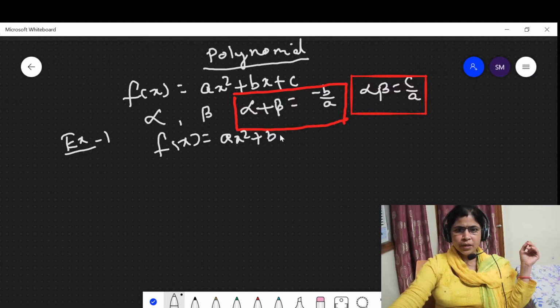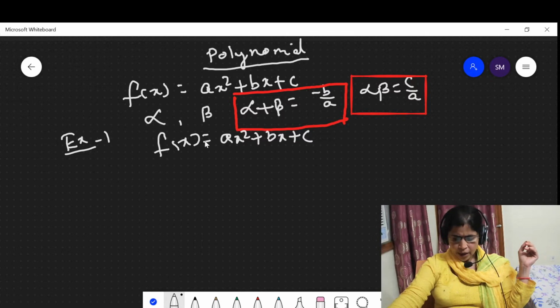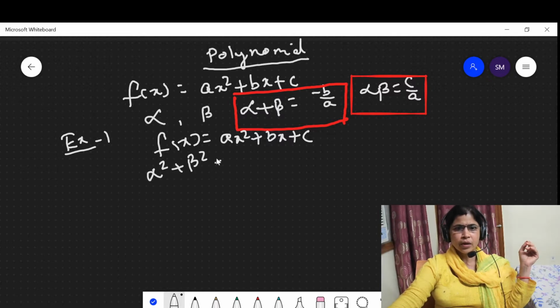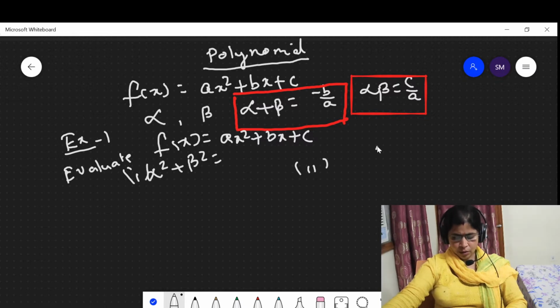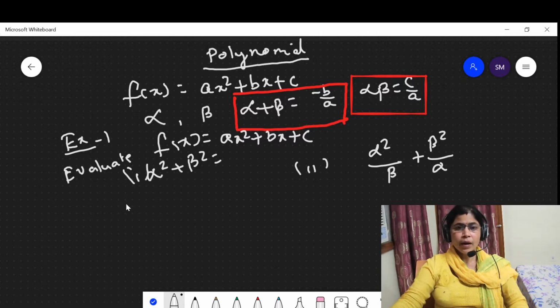Here the question says: suppose f(x) is a polynomial ax square plus bx plus c. Evaluate alpha square plus beta square, and alpha square upon beta plus beta square upon alpha. Now let us try to solve it.